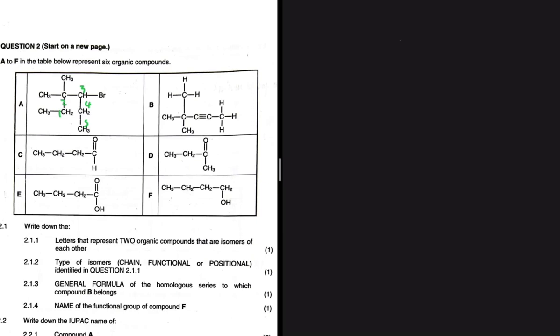For B, we have 1, 2, 3, 4, 5, right? But then this is an alkyne, so they cannot be isomers of each other. And then for C, we have 1, 2, 3, 4. And then for D, we have 1, 2, 3, 4, right? And then that looks like exactly what we're looking for. So for 2.1.1, we have C and D. We have the same exact molecular formulas.